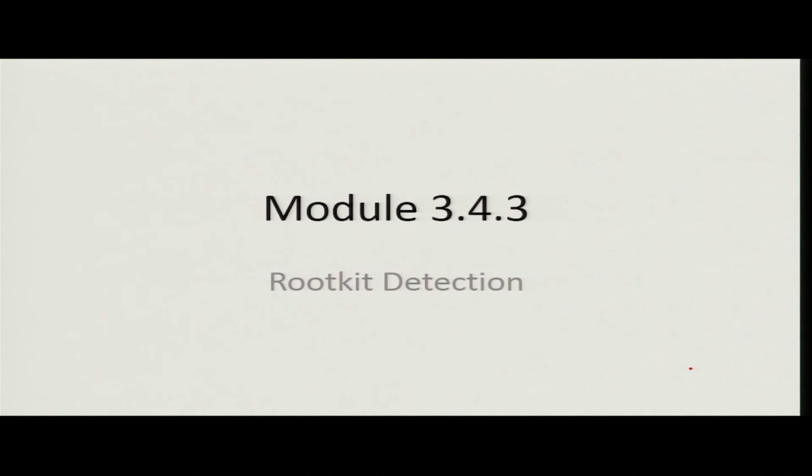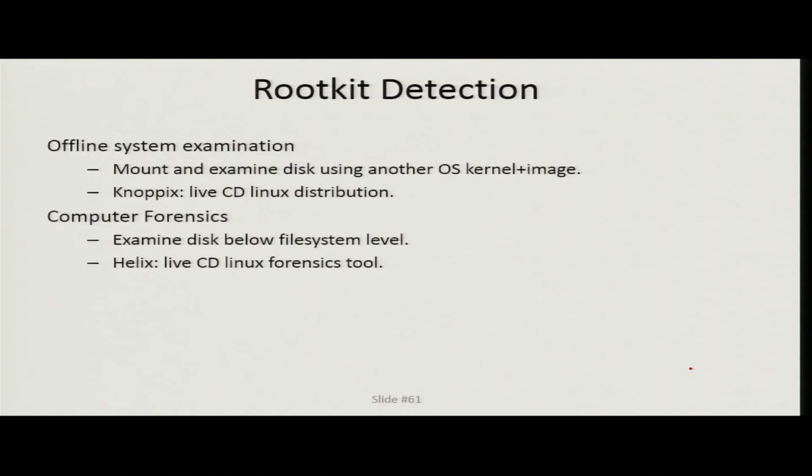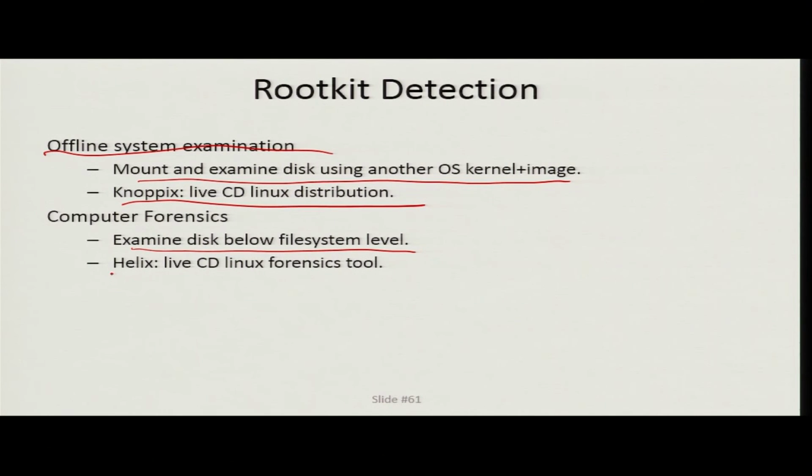Now we are going into rootkit detection. One is that you can do an offline system examination, which means that you mount and examine your disk using another clean OS kernel and image, or use the Knoppix live CD Linux distribution. You can also do forensics, examining the disk below file system level. For example, Helix is a live CD Linux forensic tools.